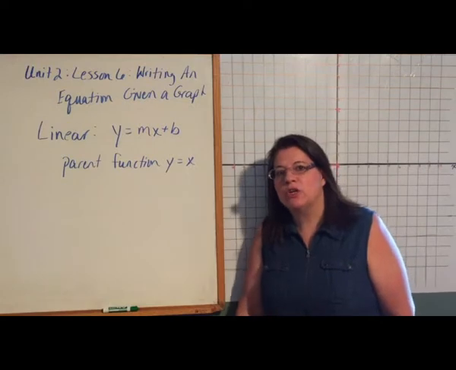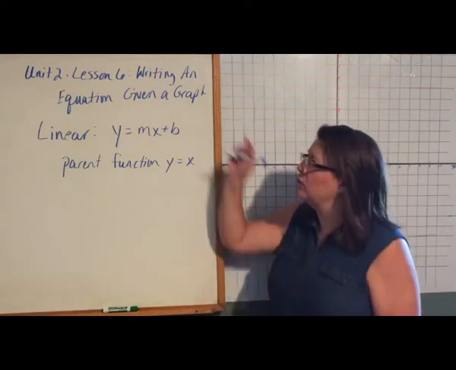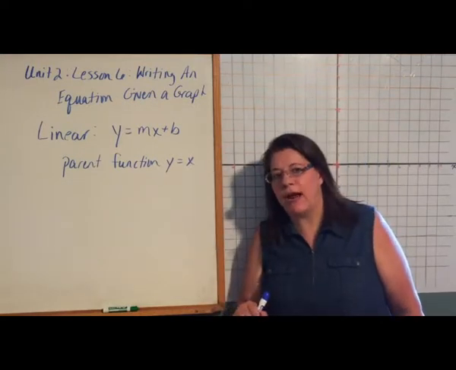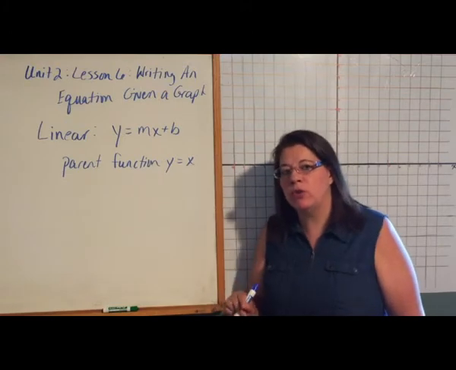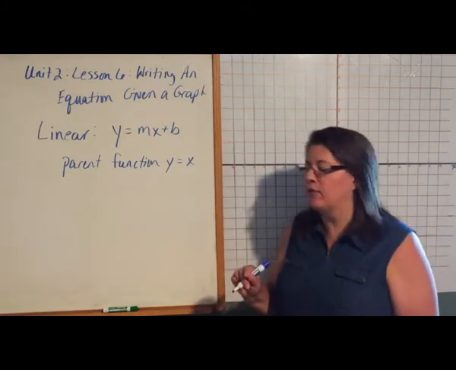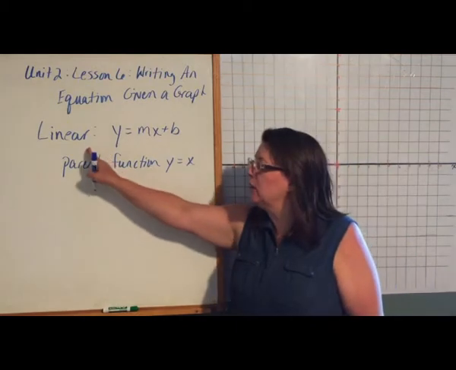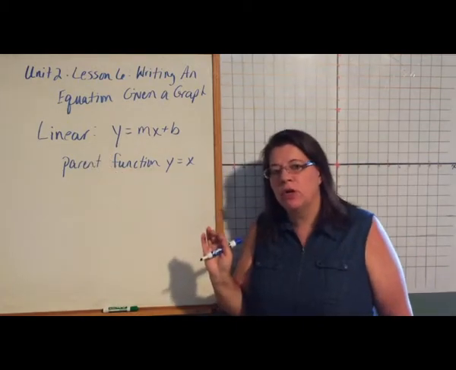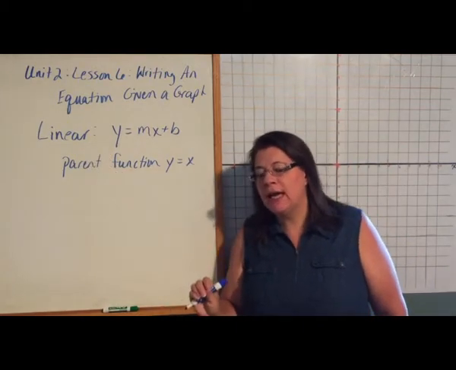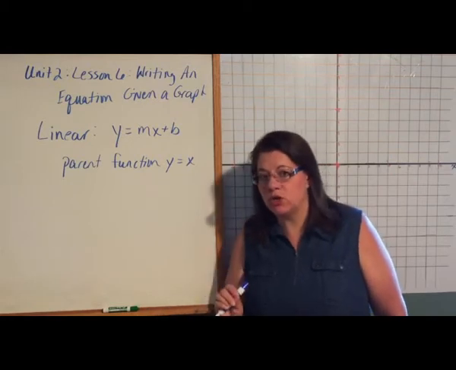In this section, we're going to do Unit 2, Lesson 6, and that is writing an equation given a graph. And we're going to concentrate on three different types of graphs. We're going to concentrate on linear, which we've done earlier in this chapter. We're going to do quadratic, and we're going to do square root functions.